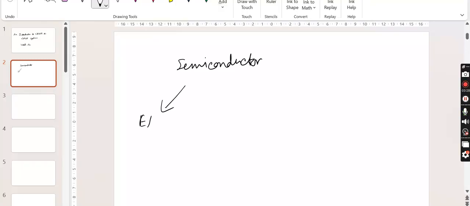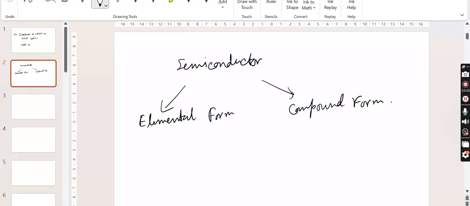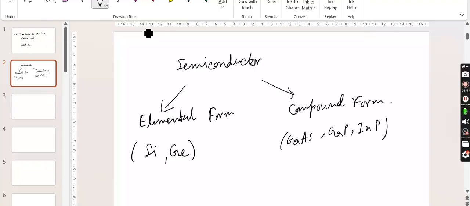Elemental form and compound form. That is silicon and germanium. And in the molecular or compound variety we have many things, that is gallium arsenide, gallium phosphide, indium phosphide, and so on and so forth. So gallium arsenide and indium phosphide are in fact the most widely used materials for the operation of semiconductor lasers.